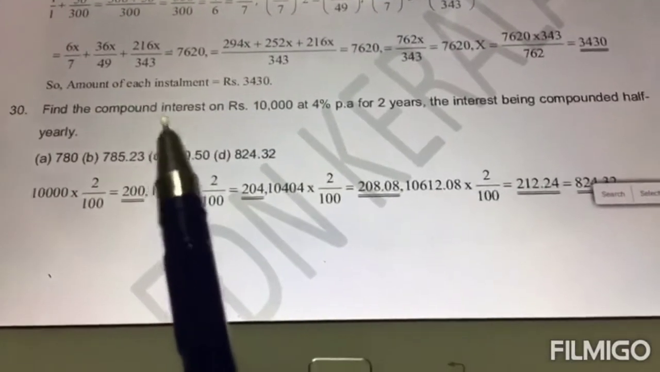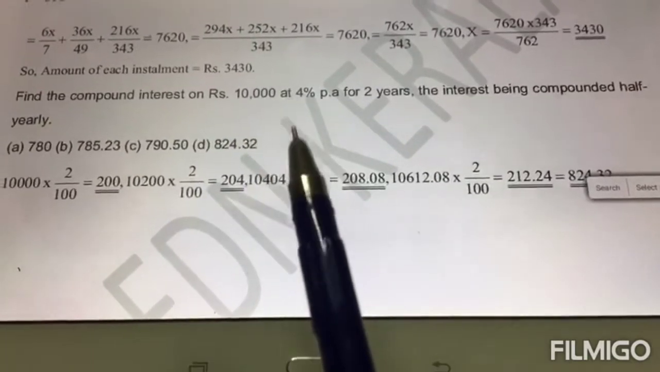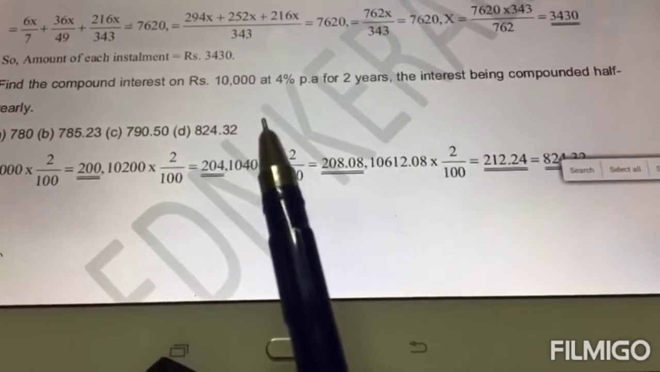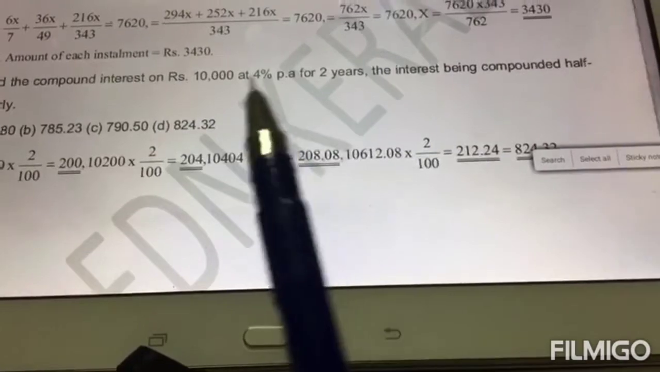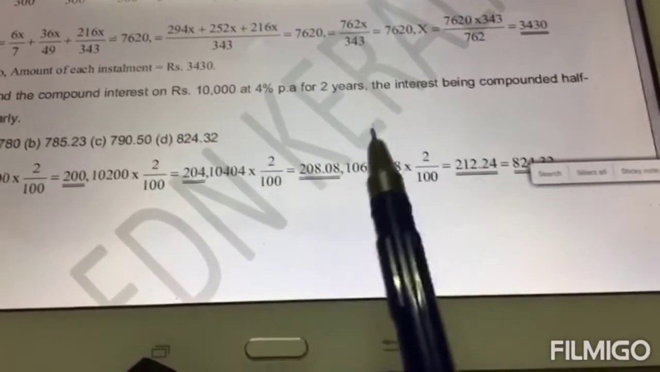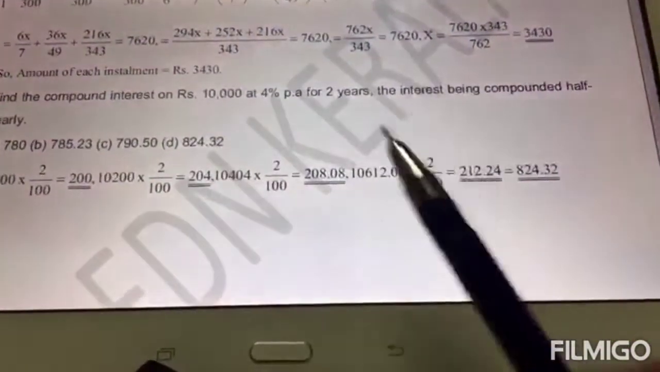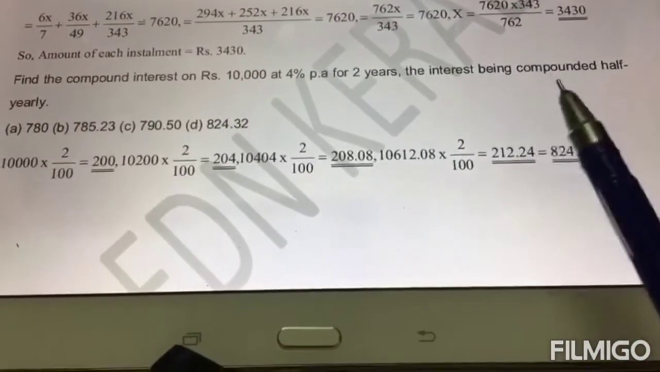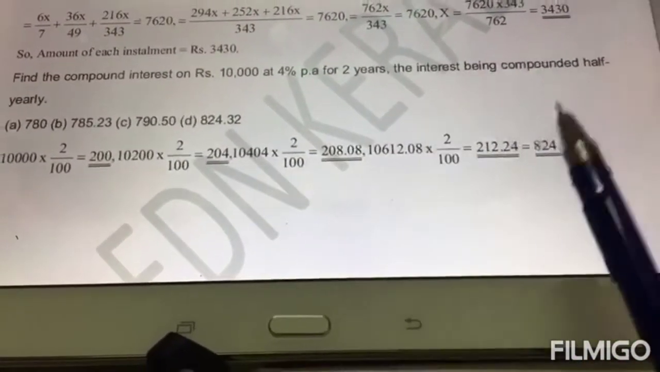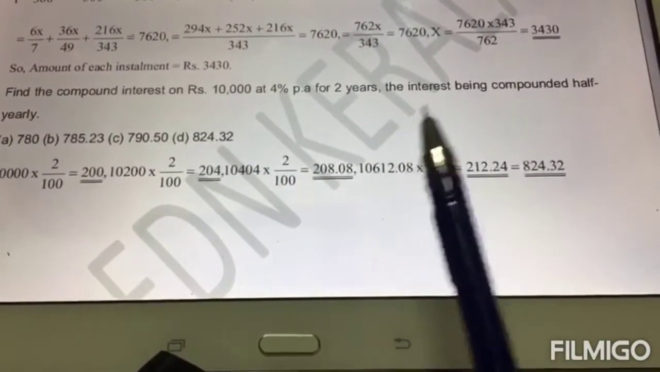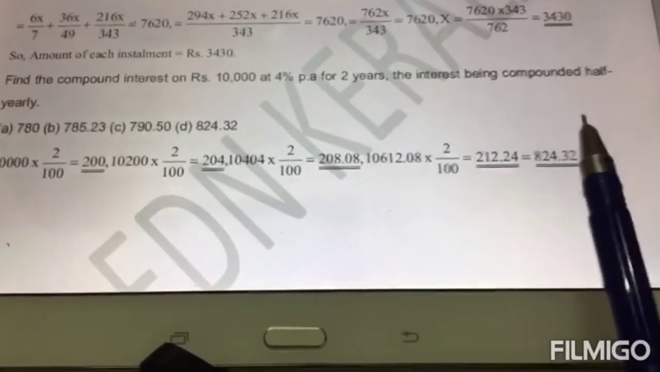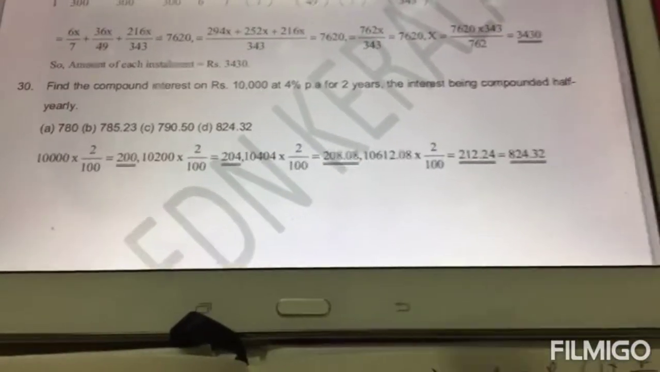Okay, so number 30, find the compound interest on rupees 10,000. So 10,000 is the principal amount at 4% per annum, which is the interest rate, for 2 years. So n is 2 years. If the interest is being compounded half yearly, now till now we have done problems where the interest was compounded yearly or annually. What do you mean by compounded half yearly?